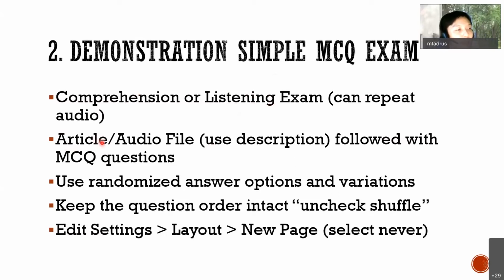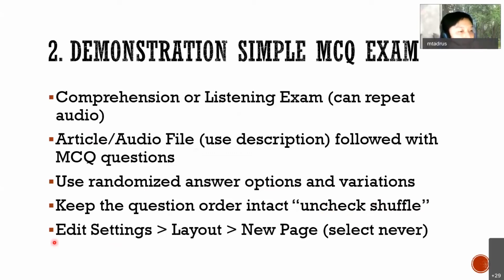We use an article or audio file, followed by MCQ questions. This is the general layout. The type of question we use is description. Later I will show you when we construct the layout of the quiz. We will use description to put in the essay. We use randomized answer options and variation only, but we keep the question order intact. This is because we want the article to appear first and the questions to appear after the article, and that's why we have to uncheck the shuffle button. I will also show this later.